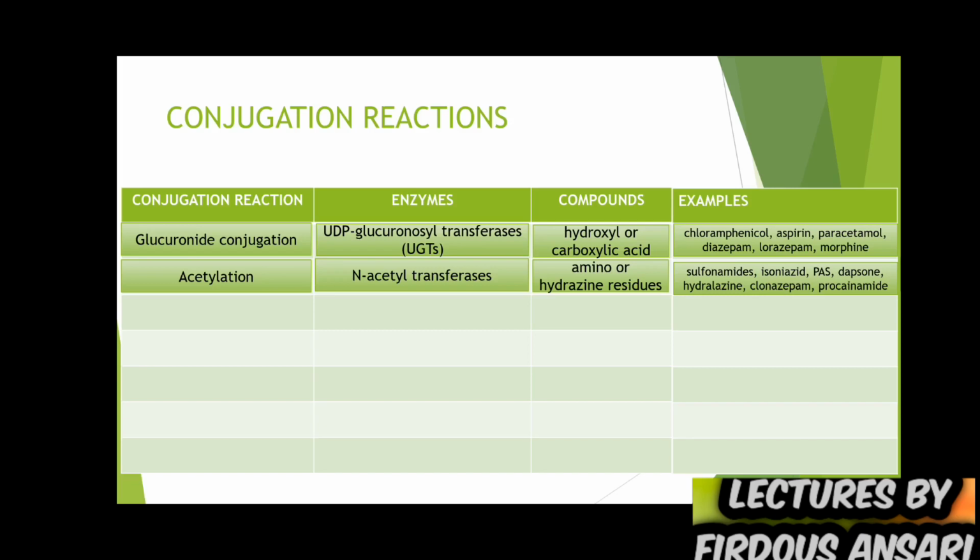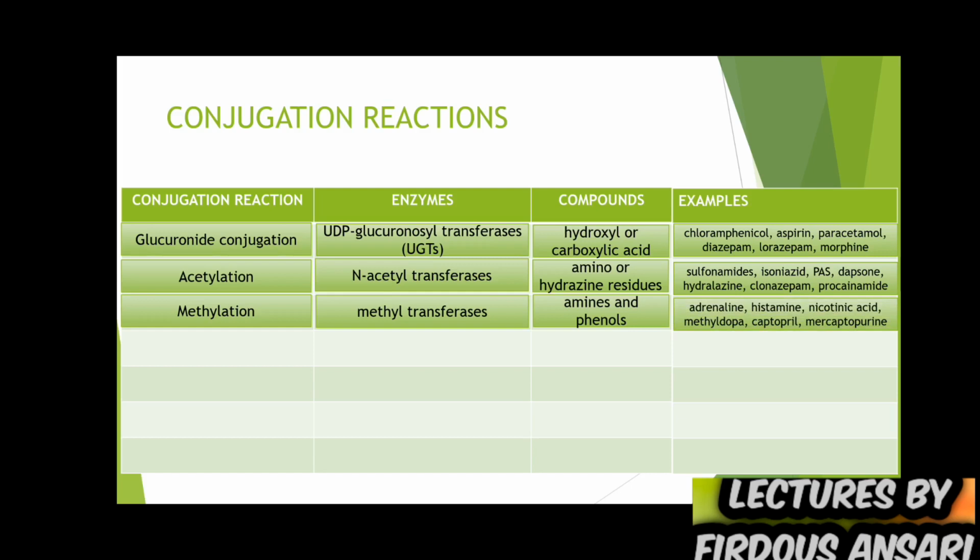Next reaction is the methylation reaction, and the enzyme required is methyl transferase. So we are transferring a methyl group. The amines and phenols can be methylated. Methionine and cysteine are acting as methyl donors. Examples include adrenaline, histamine, nicotinic acid, methyldopa, captopril and so on.